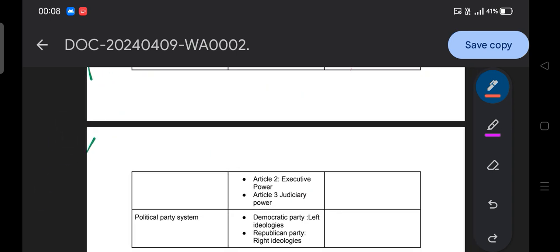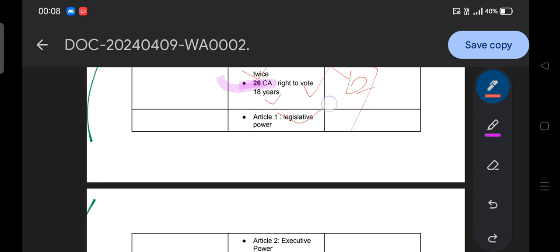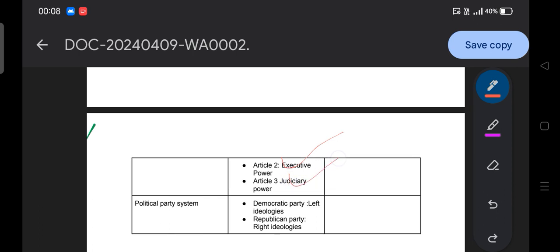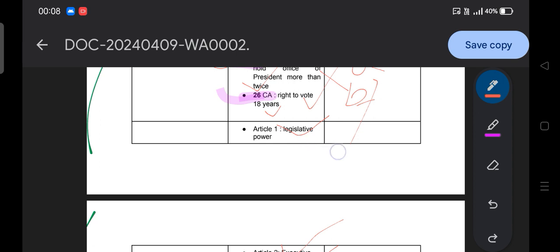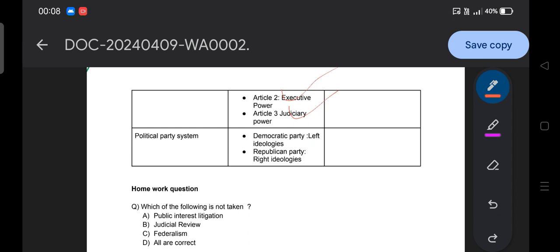Now we'll see the articles of the USA Constitution. Okay, so the first article deals with the legislative power. The second article deals with the executive power of the president. The third article deals with the judiciary power, and it's commonly known as the separation of powers, because we know the separation of power is held by the executive, legislative and judiciary. So that we need to focus on here.